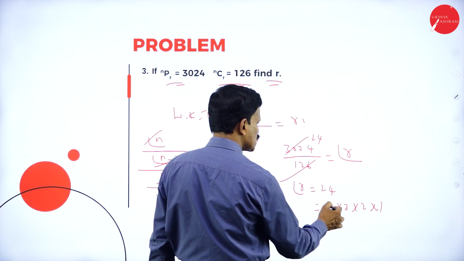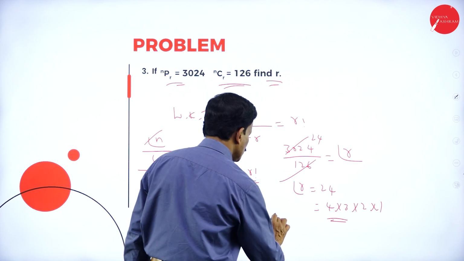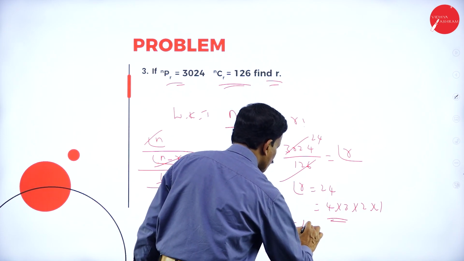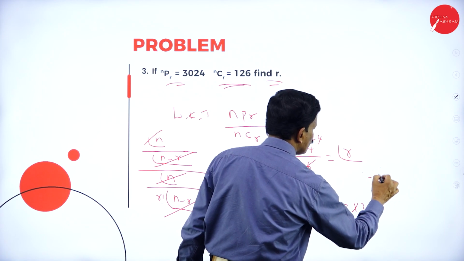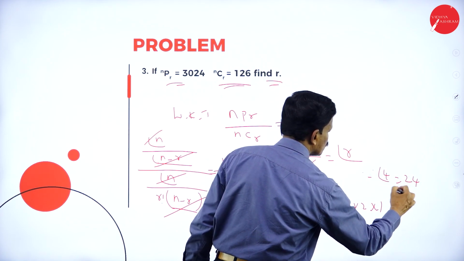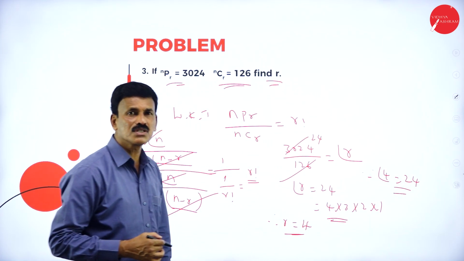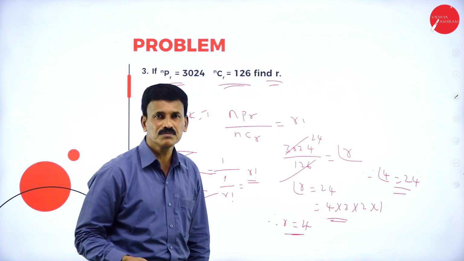2 3s are 6, 6 4s are 24. So therefore, the value of R is equal to 4. That's all, because factorial of 4 is equal to 24. Here the value of R is equal to 4. That's it. Very simple.